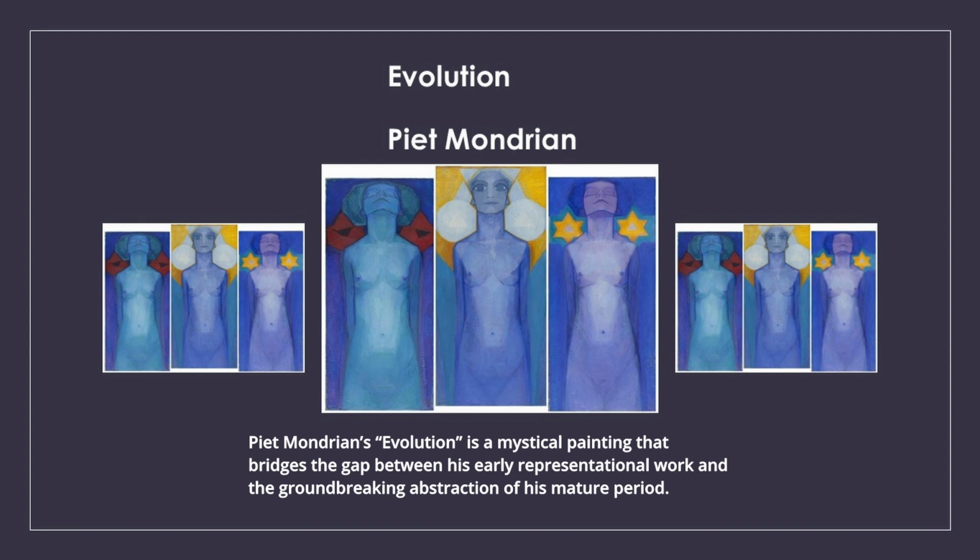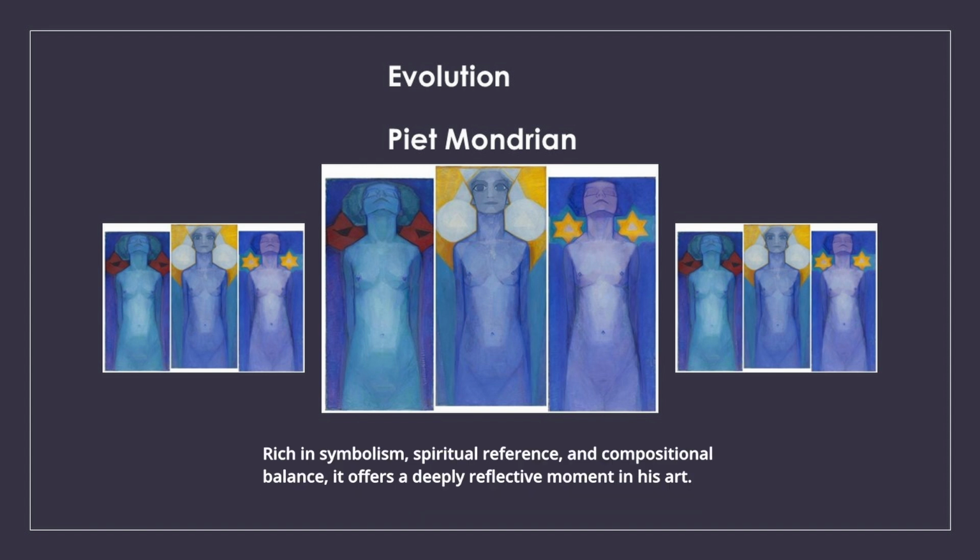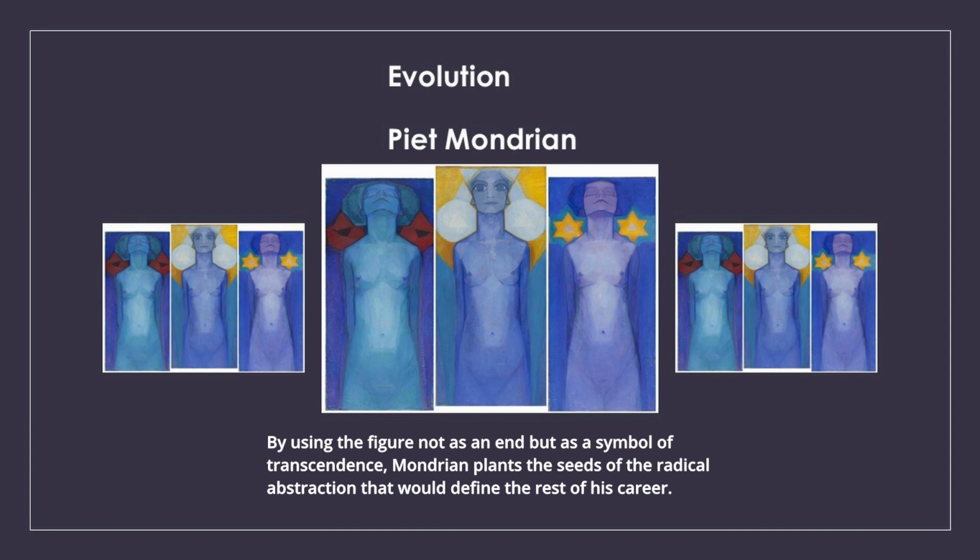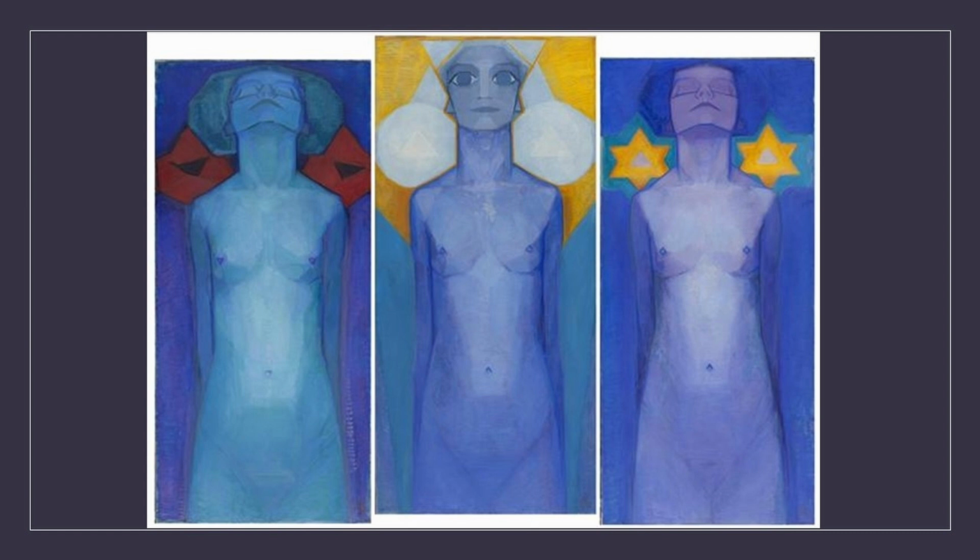Piet Mondrian's Evolution is a mystical painting that bridges the gap between his early representational work and the groundbreaking abstraction of his mature period. Rich in symbolism, spiritual reference, and compositional balance, it offers a deeply reflective moment in his art. By using the figure not as an end but as a symbol of transcendence, Mondrian plants the seeds of the radical abstraction that would define the rest of his career.